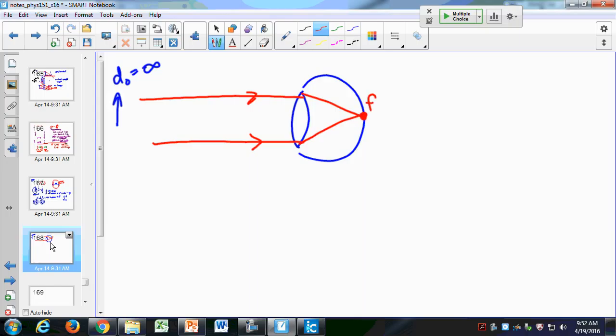Let's put that in words. When the object is far away, the focal point is at the retina.